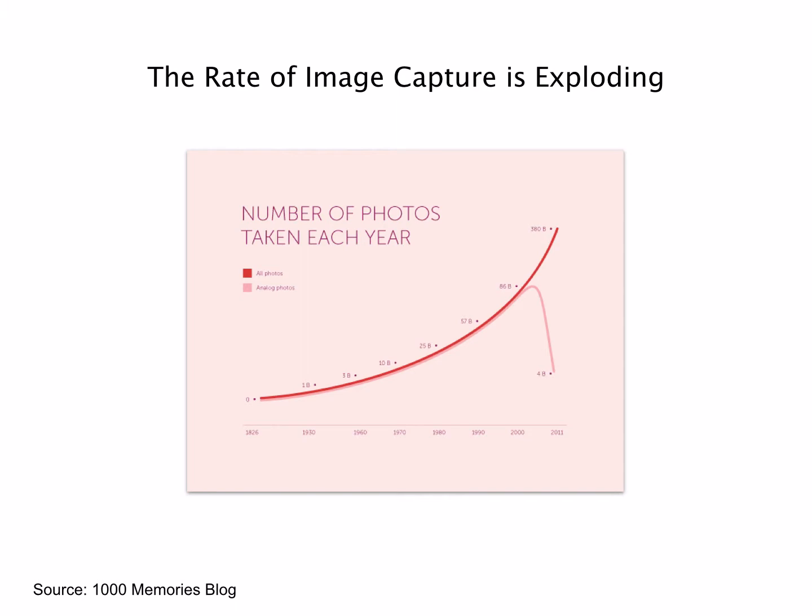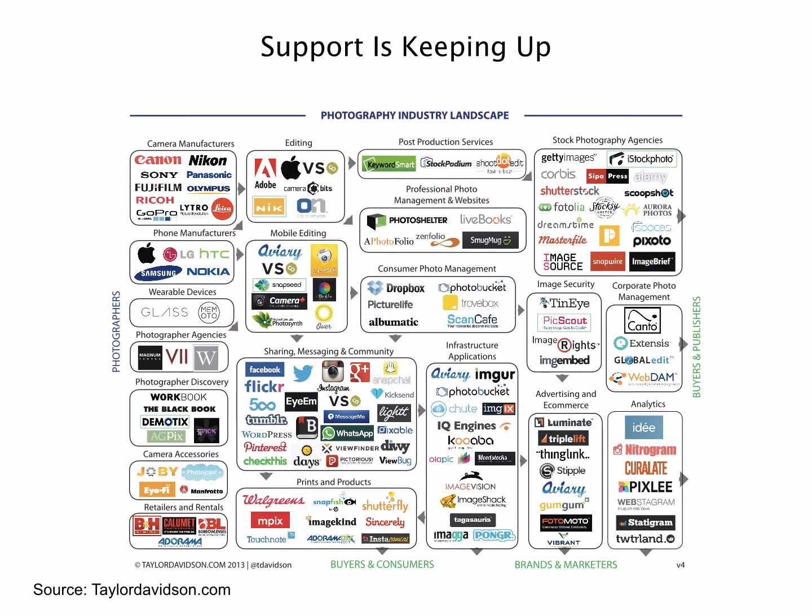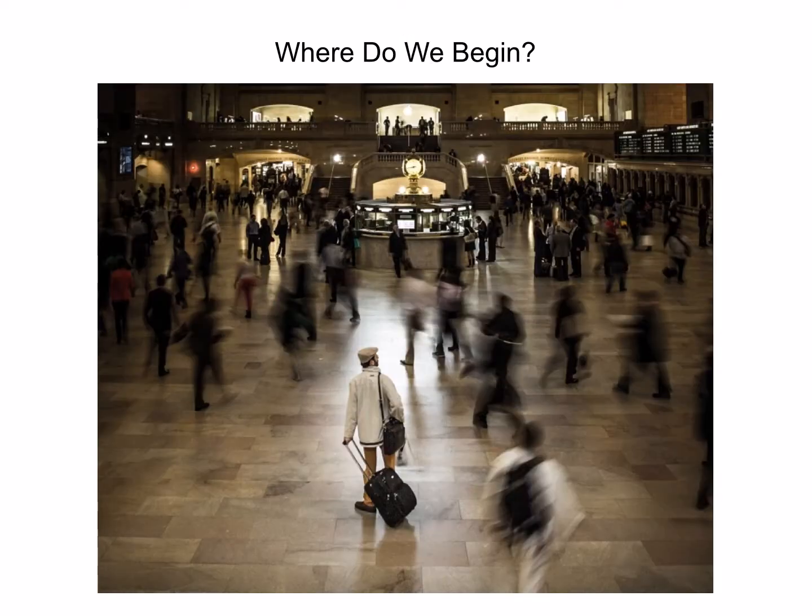So rate of image capture truly exploding, and I would argue the industries that are supporting our photo taking are also exploding. This is from Taylor Davidson, and it's a landscape map of the various industries that support photographers, be they professional or amateur. So a lot out there, a lot to consider, and it begs the question, where do we begin?